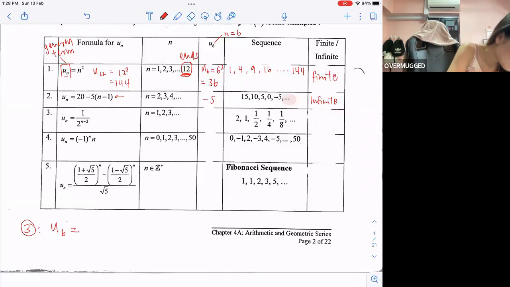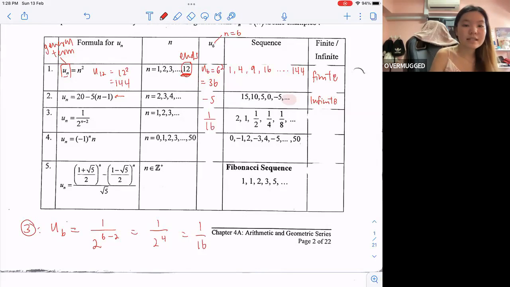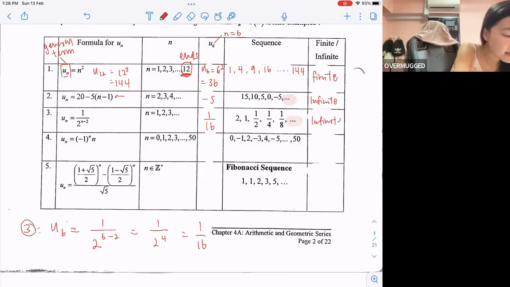Okay, so let's work it out together. 1 over 2 to the power of 6 minus 2 will be 1 over 2 to the power of 4, which is indeed 1 over 16. Good job. So we're going to put our 1 over 16 here. And is this finite or infinite? Again, we see over here that we have our dot, dot, dot. It goes on forever. So we're going to write over here that it is infinite.